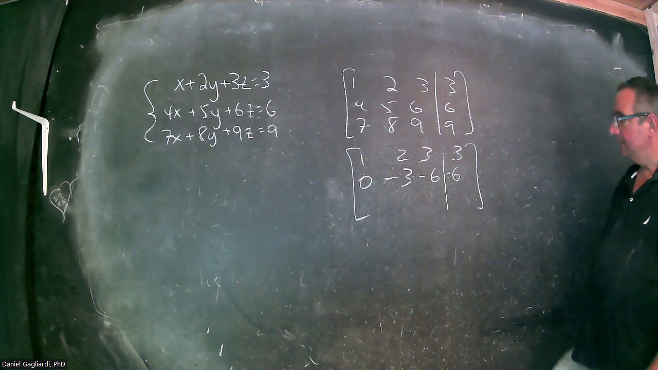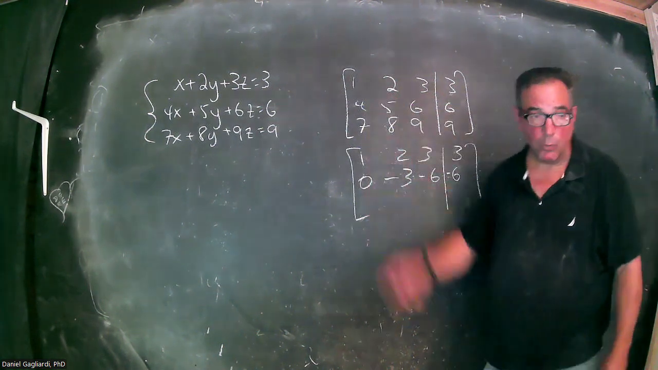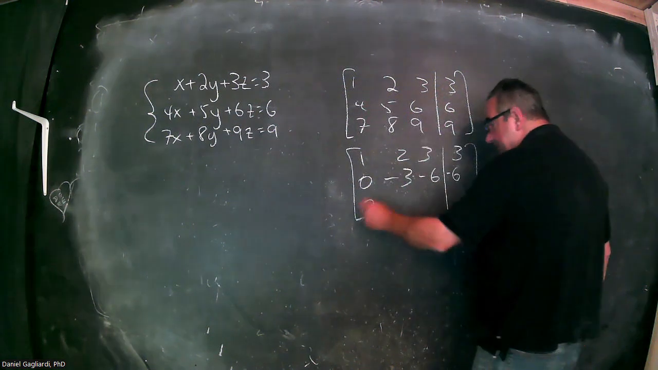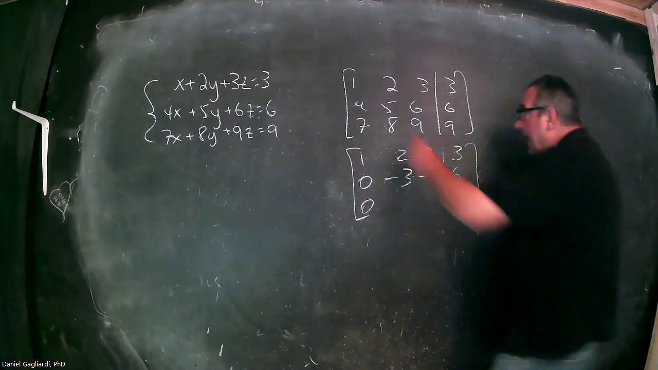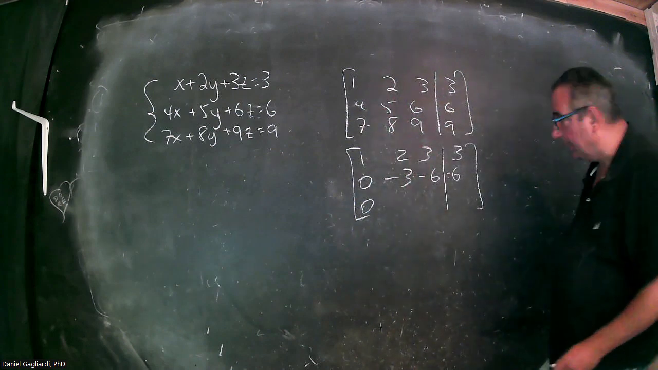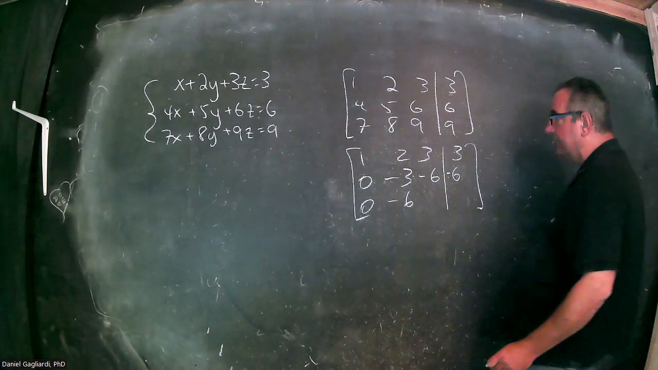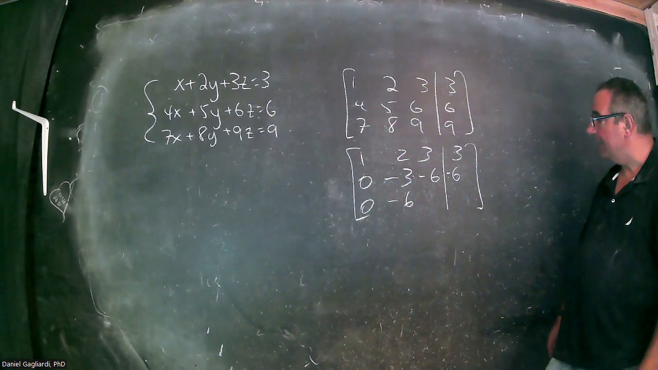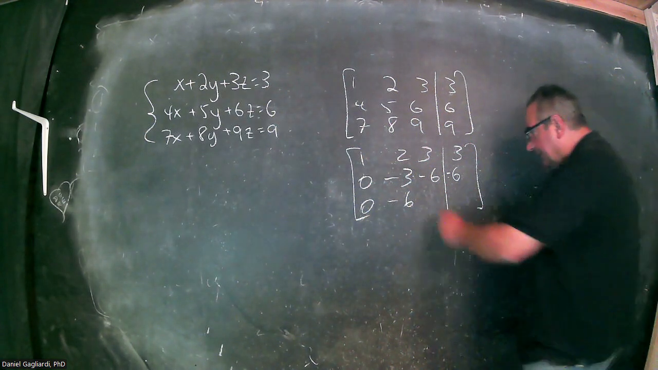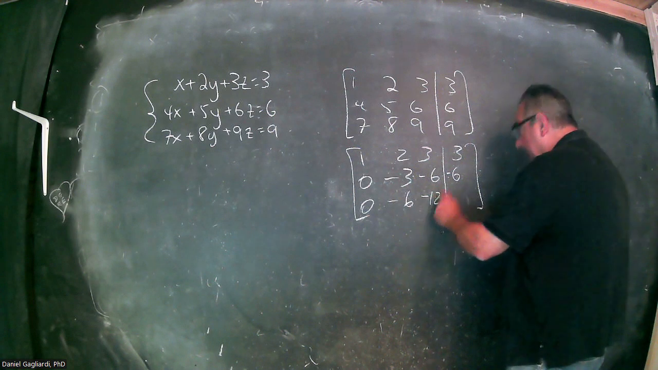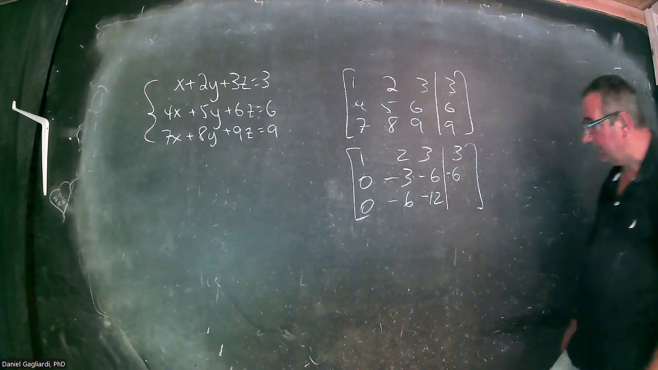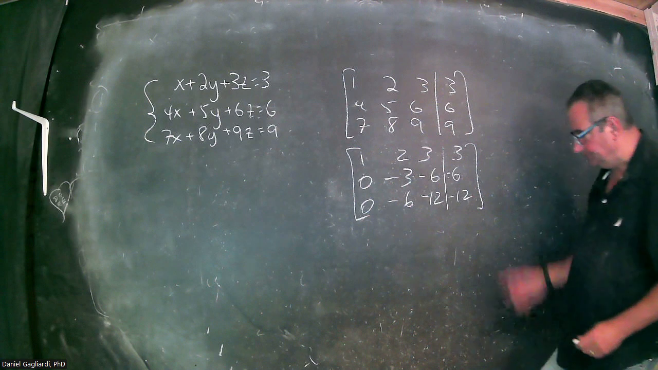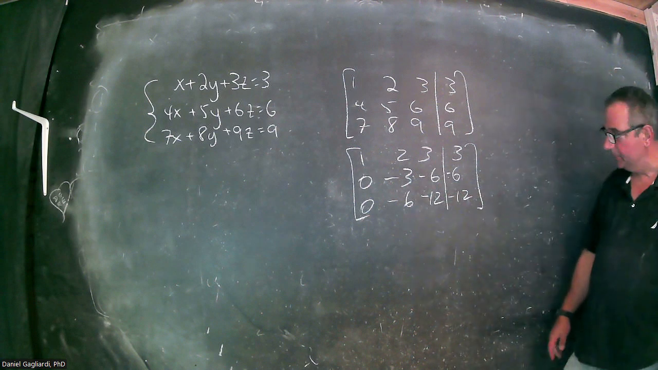All right, good. The next step is to take 7 row 1s and subtract it from row 3. So 7 minus 7 1s is 0, again as desired. 8 minus 7 2s is 8 minus 14, that produces negative 6. And 9 minus 7 3s is 9 minus 21, which is negative 12. And the same thing over here, we have negative 12. Okay, well, you can see that row 3 is a multiple of row 2.